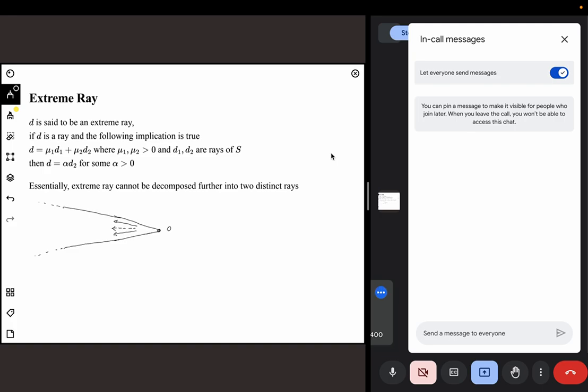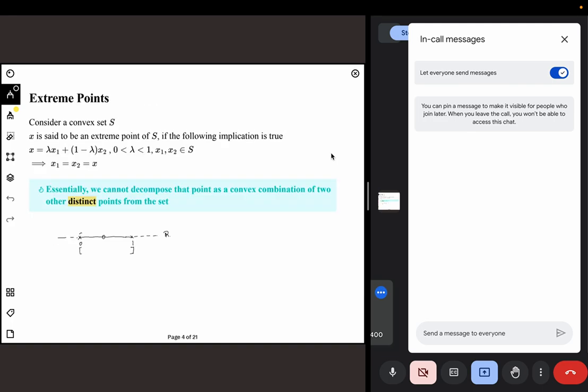Basically the same logic goes here. You write that vector, you try to decompose it into two vectors, but you realize that you cannot do it into two distinct vectors, and eventually you come to one vector. Previously, in the case of extreme points, if you recall, we came to the conclusion that when you try to decompose into two points, both the points will actually be equal to the original point. So this is what an extreme point is.